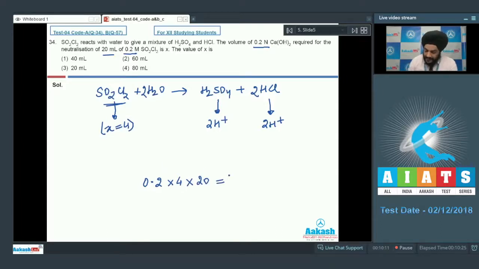Now if we talk about calcium hydroxide, the concentration term which is given to us is normality. So we have 0.2 into V. On solving this, we can see that the value of V is equal to 80 ml. So students, if we look at the options, we can see that the correct option is option 4. Let us look at the next question now.